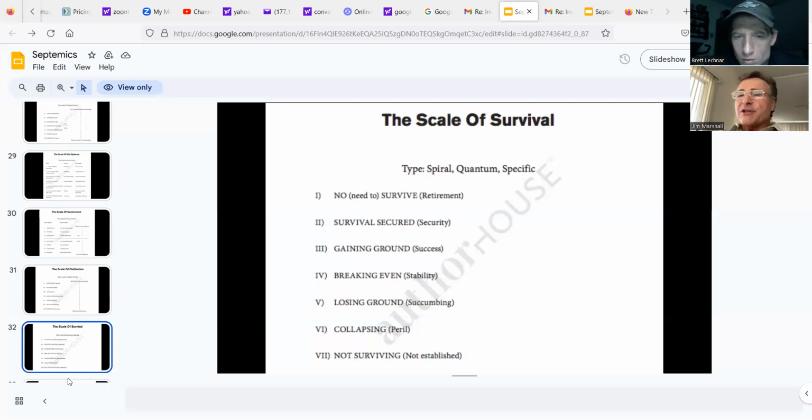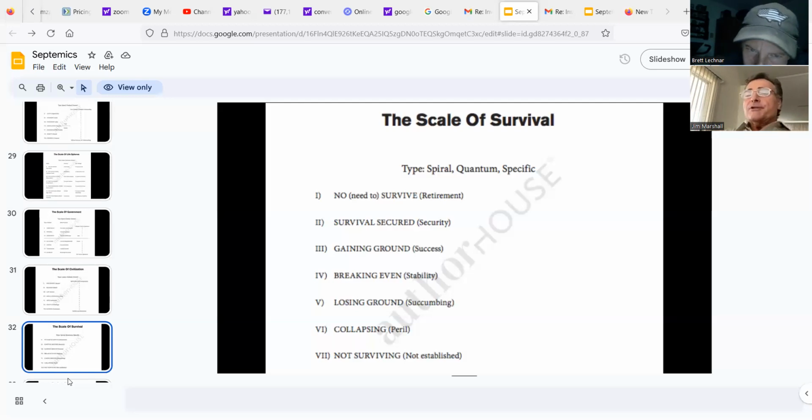Now, this is a specific scale. Remember, how are you surviving in your family? How are you surviving in your daytime job? How are you surviving as an athlete? You see, it's specific. It has no general meaning. It has to have a context.